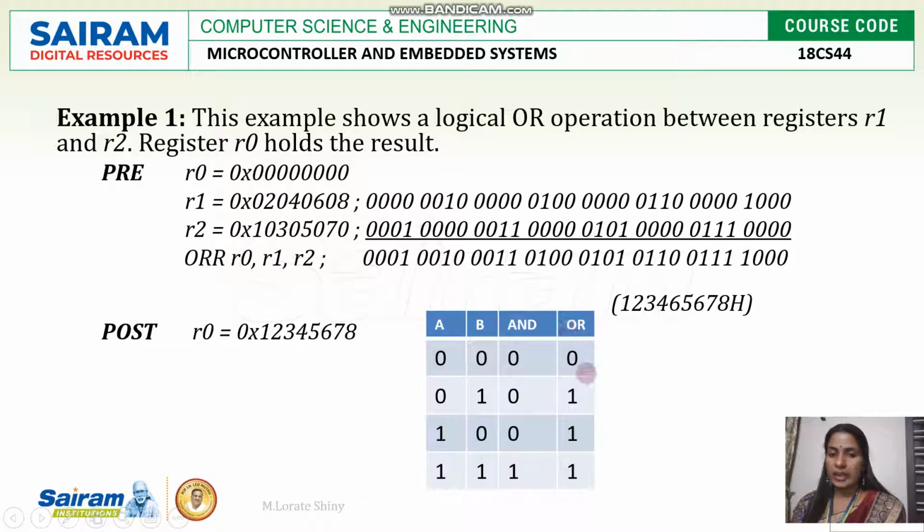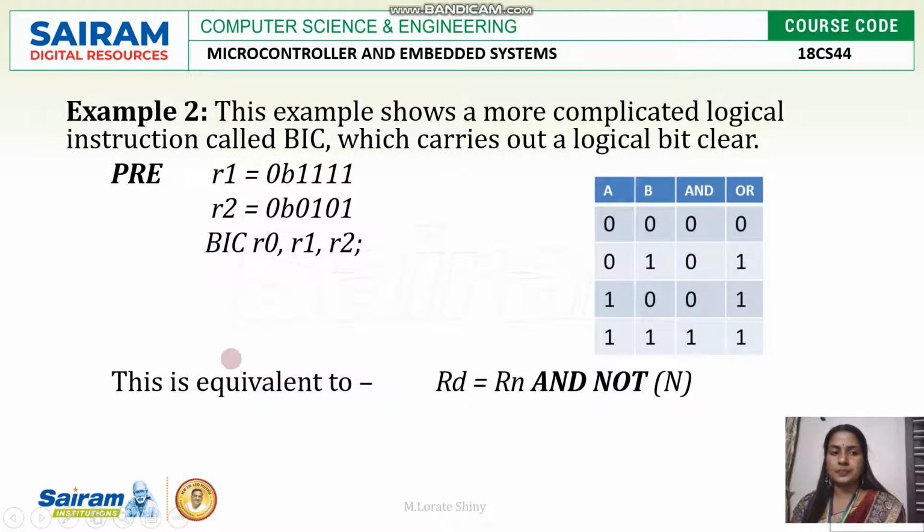We have the logical OR truth table. Based on that, the answer is written. The answer is 1, 2, 3, 4, 5, 6, 7, 8 hexa value. So this will be saved in the R0 register. After the execution we can find that in the R0 register.